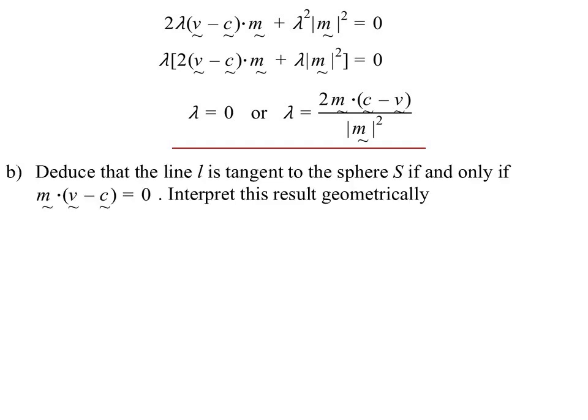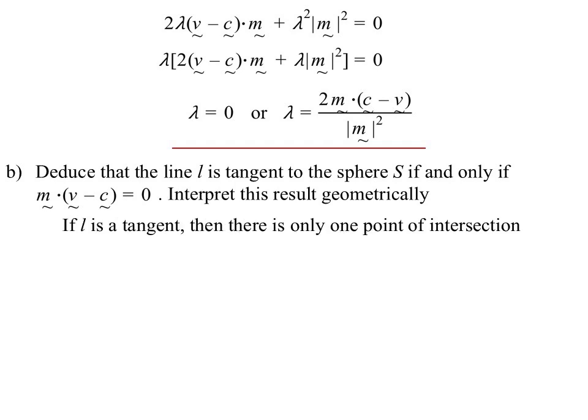But now, deduce that that line will be a tangent if and only if this is equal to 0, and interpret what you've just done geometrically. Well, if L is a tangent, we now know there's only one point of intersection. So what that means is W must actually be V. Remember we said W was any point on there, but if there's only one point of intersection, then W is now V. W though was V plus lambda m, so V plus lambda m is equal to V, which means lambda is equal to 0.